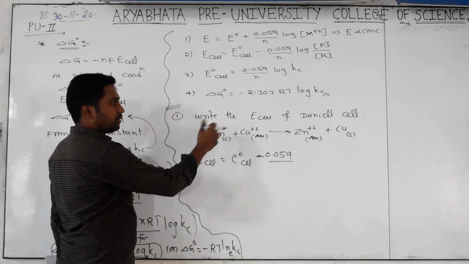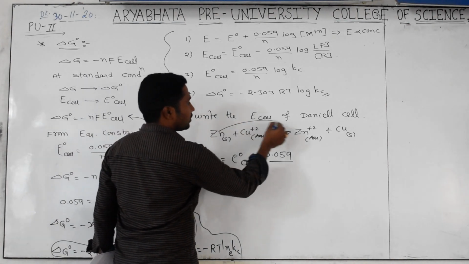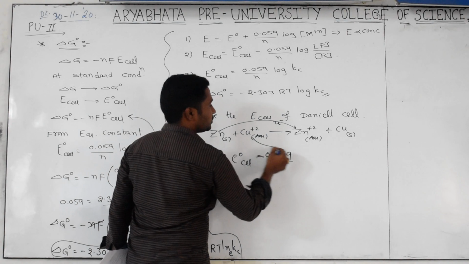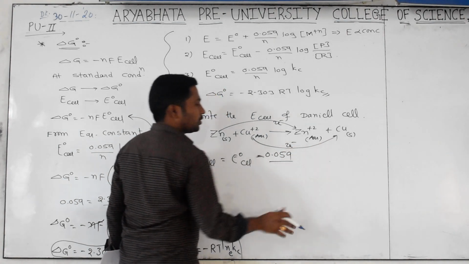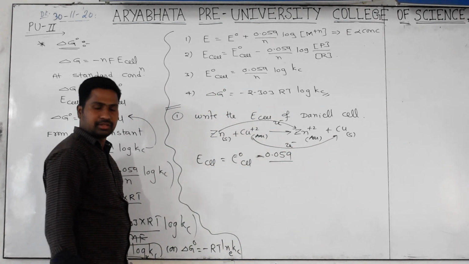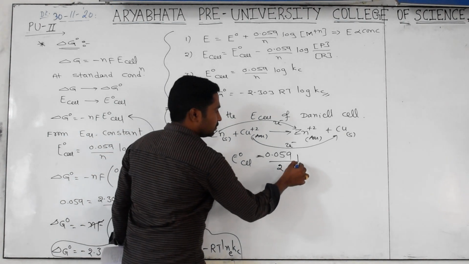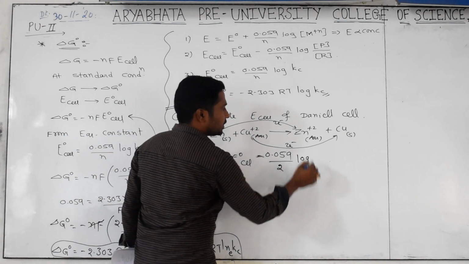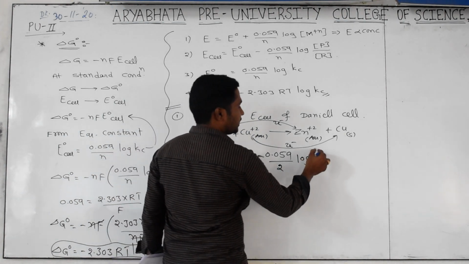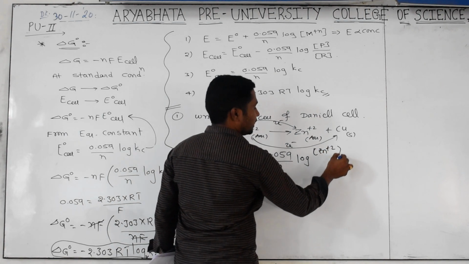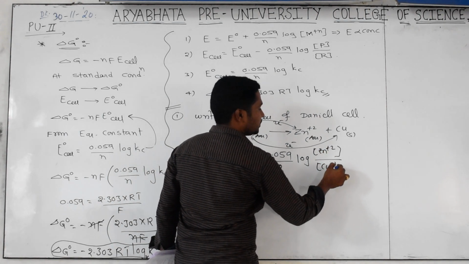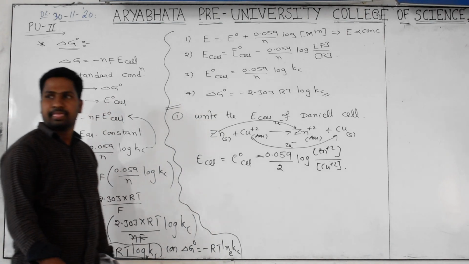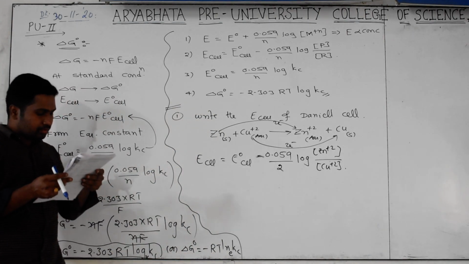Because you already balanced. In oxidation, how many electrons are lost? 2 electrons. In reduction also 2 electrons are consumed. That's why it is already balanced. No need to do any extra things here. So 0.059 by 2 into which one? Log of the concentration of the product ions, Zn2+, by the concentration of Cu2+. That's it. Okay.